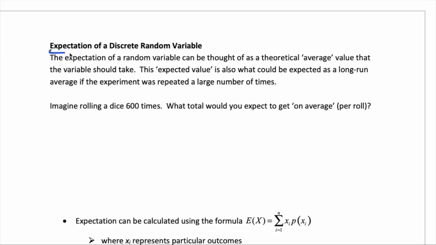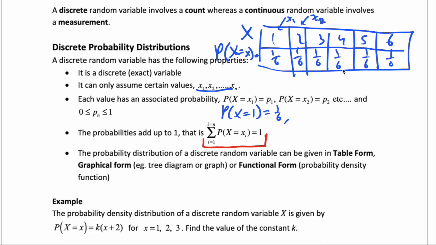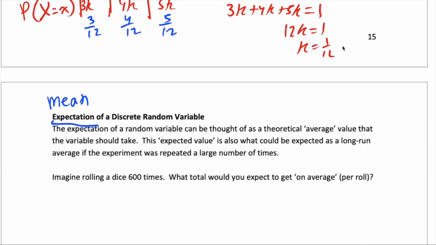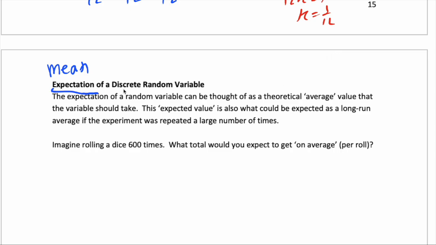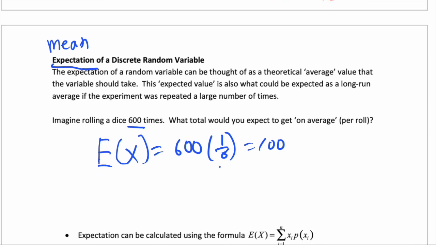Expectation. We could also call it the mean. So the expected value of the dice distribution is the average amount on a roll. It's a measure of the average, but it's called expectation or the expected value. So we roll a die 600 times. What would you get on average? We use this notation. The expected value is 600 times the probability, which is 100. It works out this way because they're all the same.